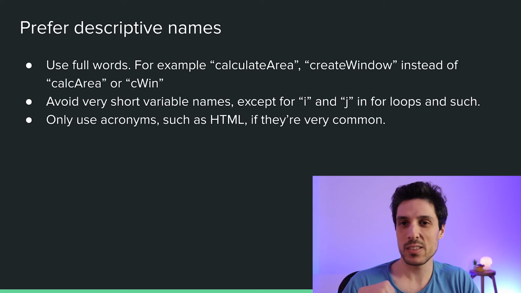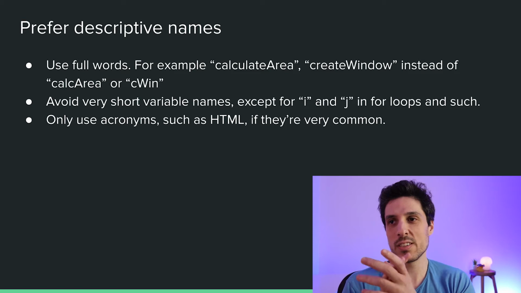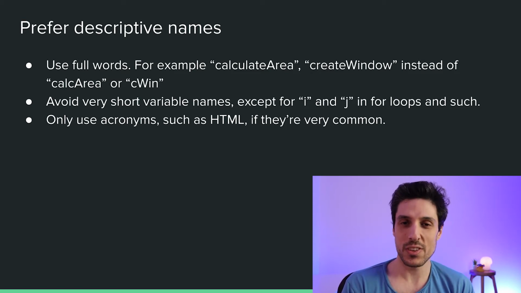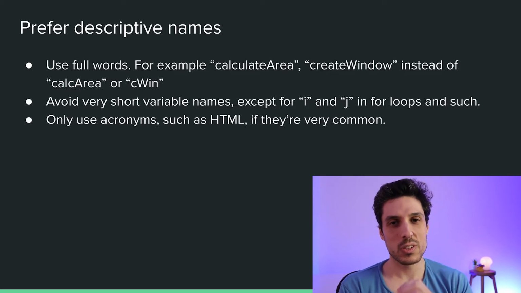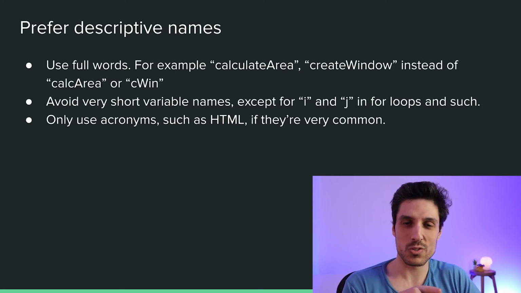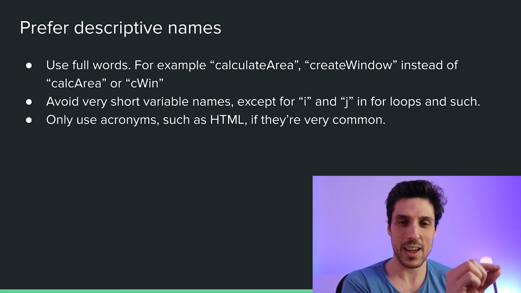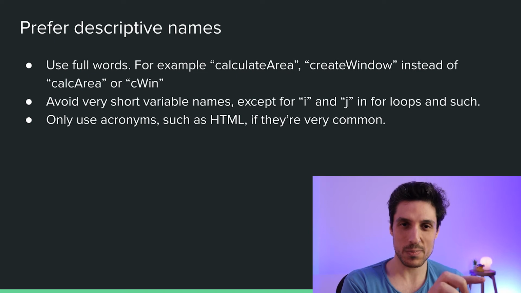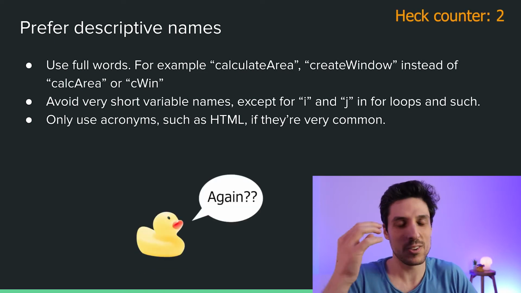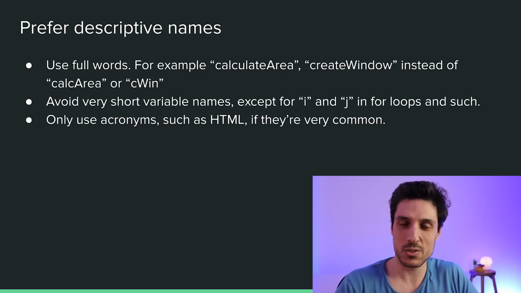All right, the next point is to prefer descriptive names. Okay, so in general, you need to think, will the next person that reads this name understand what it is or what it does? Okay, so in general, you want to use full words, like for example, calculate area instead of calc area, and create window instead of crt win. Okay, like what the heck is crt win? You need to think, will the next person understand this? And full words are easier to understand.